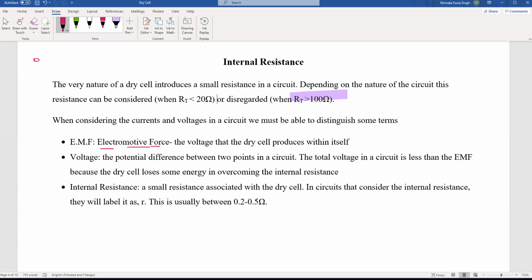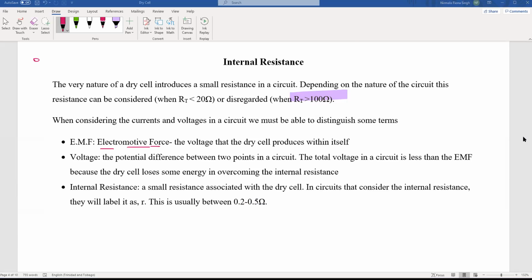All right, so we have the dry cell itself, as the battery itself produces a certain amount of energy, and that is the electromotive force. That is the most amount of electricity or voltage it can produce. Voltage is the potential difference between 2 points in a circuit. The total voltage in a circuit is less than the EMF because the dry cell loses some energy in overcoming internal resistance.